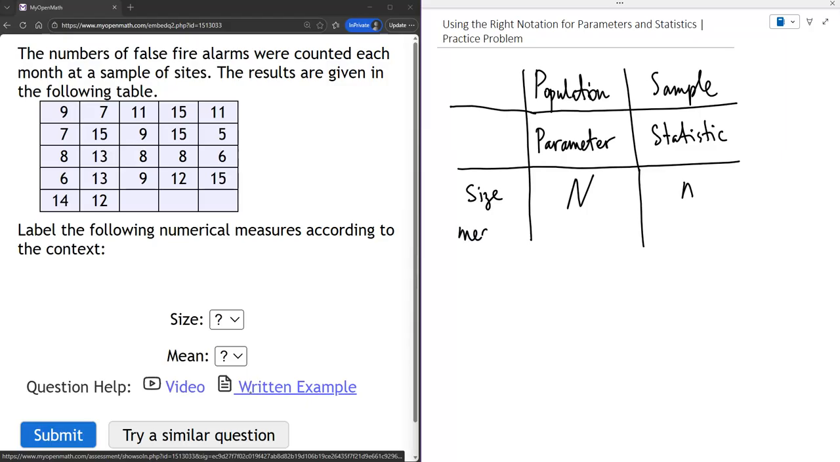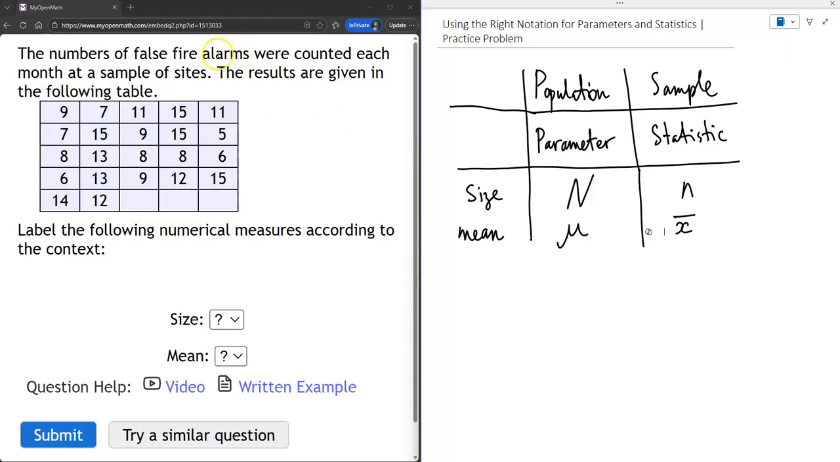Also, when you're measuring mean, which is one of the measures of central tendency, the mean of the population is mu, the mean of the sample is x bar. Later, we'll learn other measures, which will also have different notations, but in this problem, you only need to know the differences between the population mean and the sample mean.